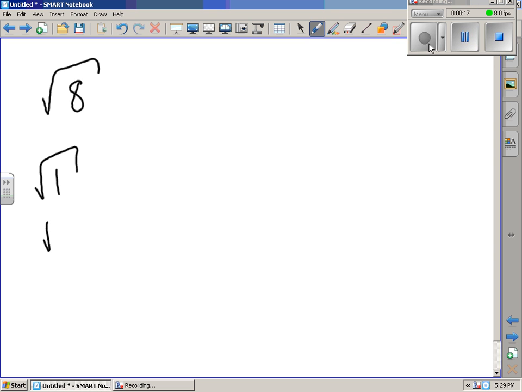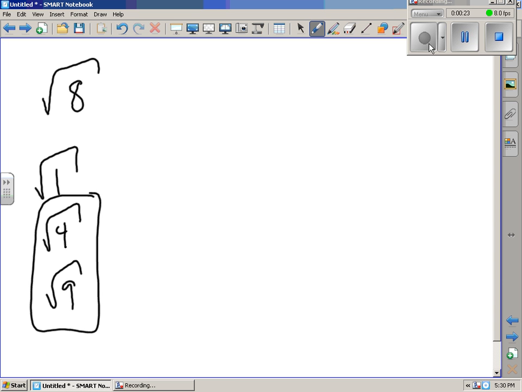So the square root of 1, the square root of 4, then we have the square root of 9, and we don't need to go any further because we know that the square root of 8 is between the square root of 4 and the square root of 9. So let's draw a number line. We have the square root of 4, the square root of 9. Again, we're just going to use the positive result.